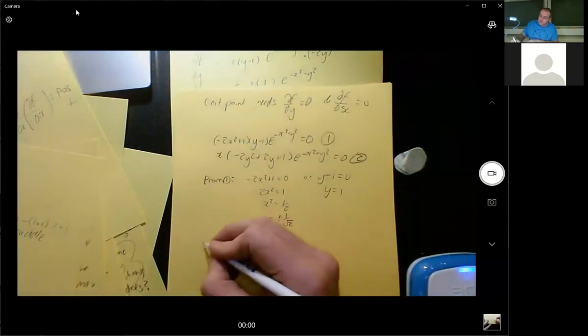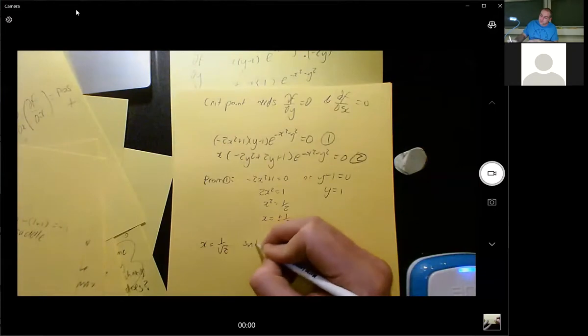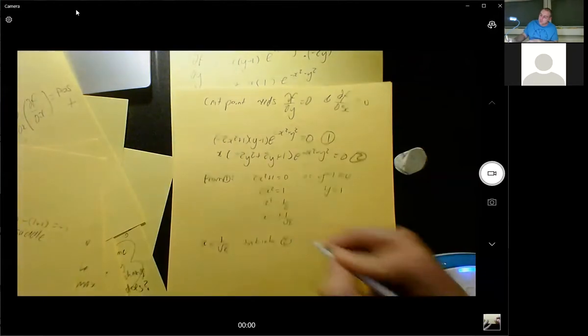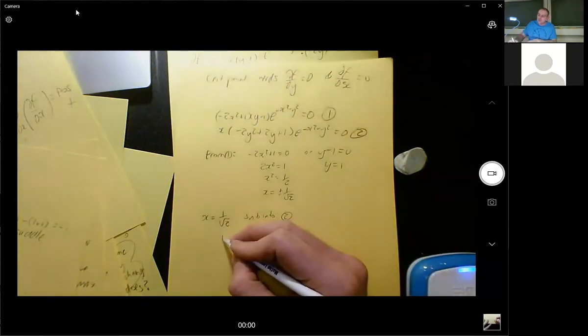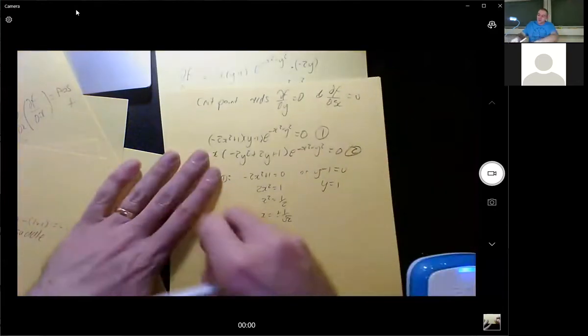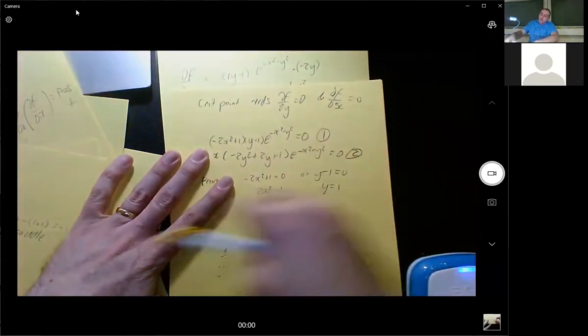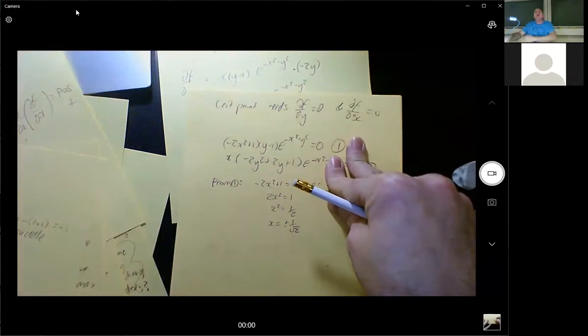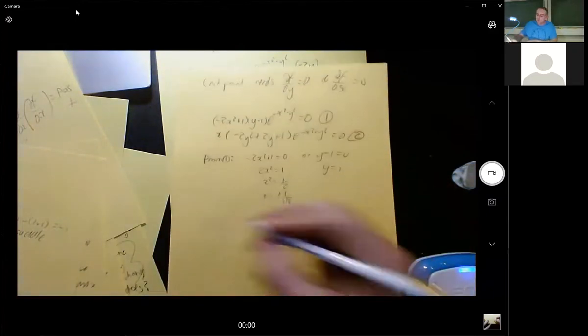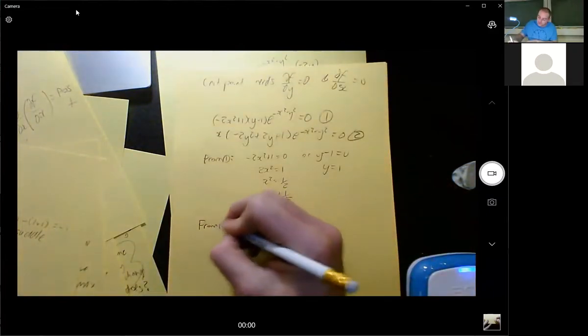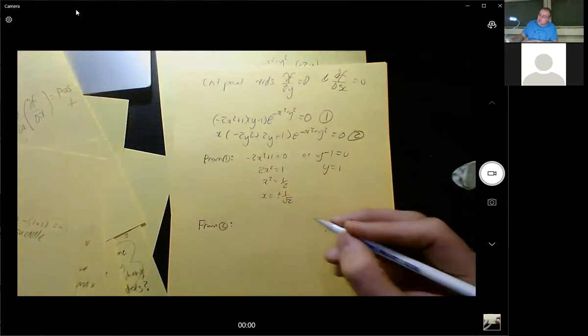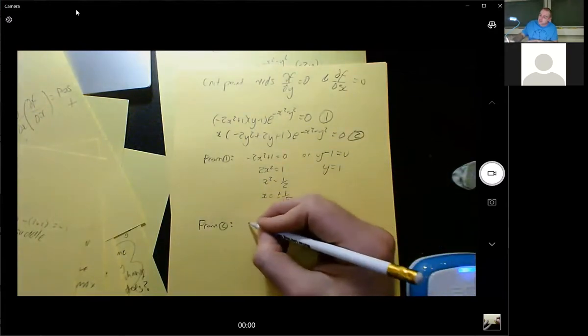Okay, so if x is equal to 1 on root 2, sub into number 2, I've got 1 on root 2. No, ignore me. You have to choose which one you want to do on the day. I'm going to just solve them both separately. Sometimes you have to sub one into the other, and sometimes you can solve them separately.